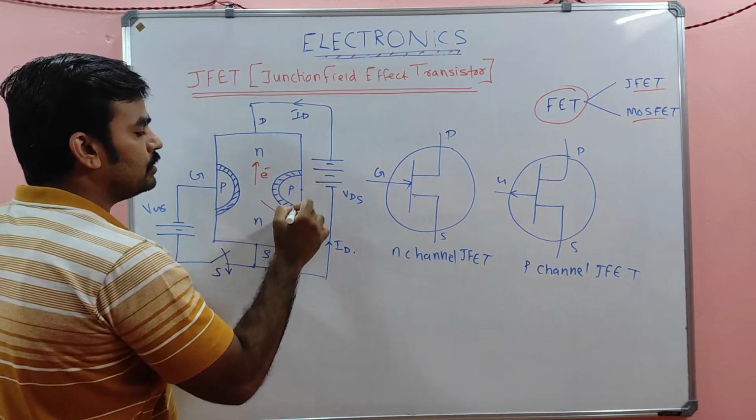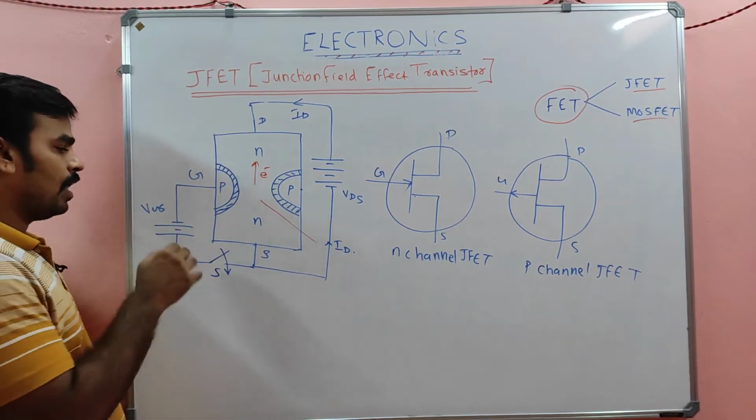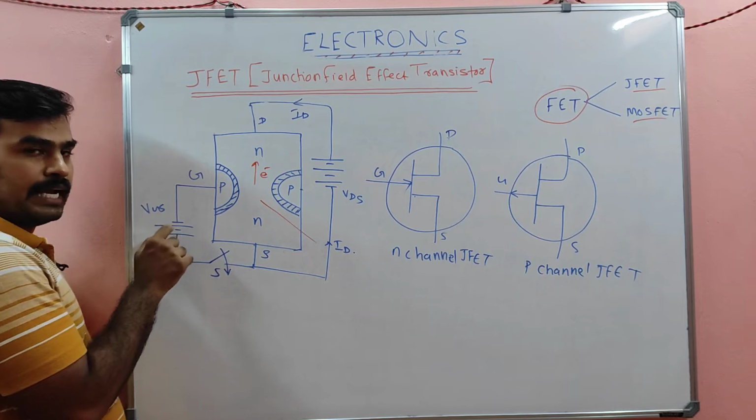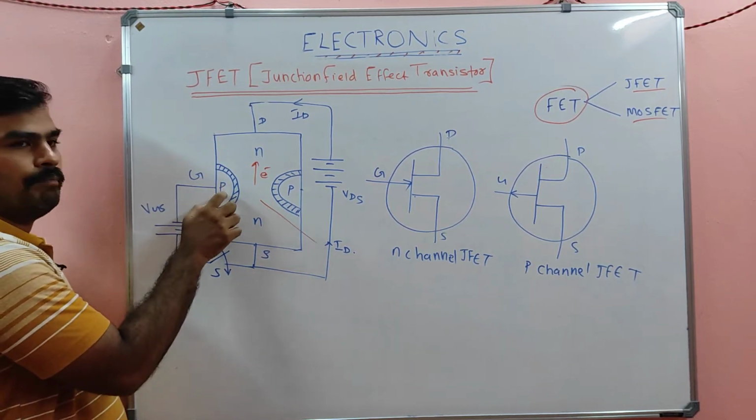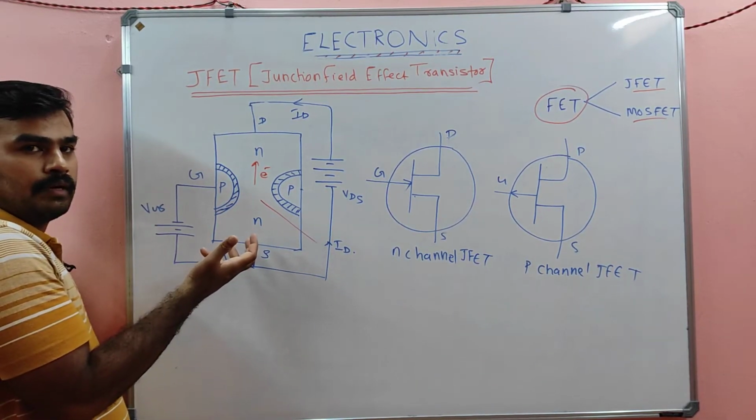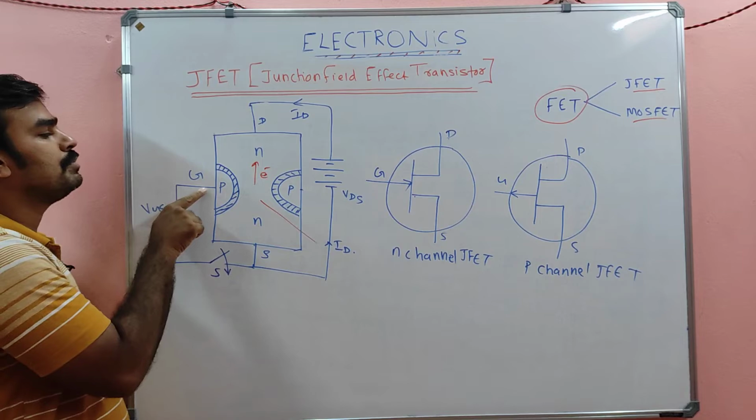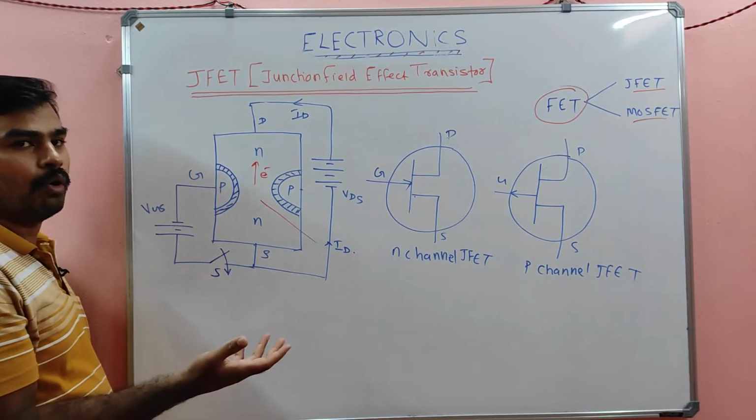There will be an increased depletion layer. That means, my dear, this N is combined with some of the holes in the P region. Electrons will be moving from here to here, and will combine with the holes.